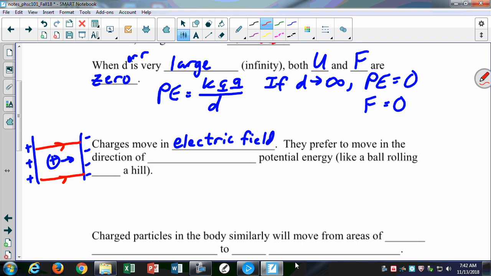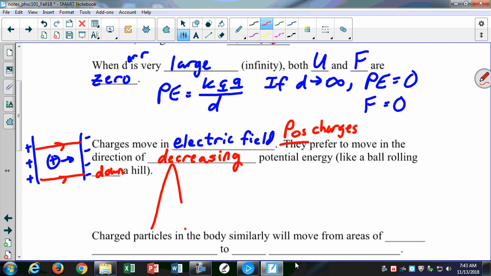They prefer to move in the direction of decreasing potential energy. We've seen this already. And when I say they prefer, I'm going to qualify that as positive charges. They do move in the direction of decreasing potential energy, like a ball rolling down a hill. Remember, we talked about a mountain. Here I have high potential energy. Down here I have low potential energy.